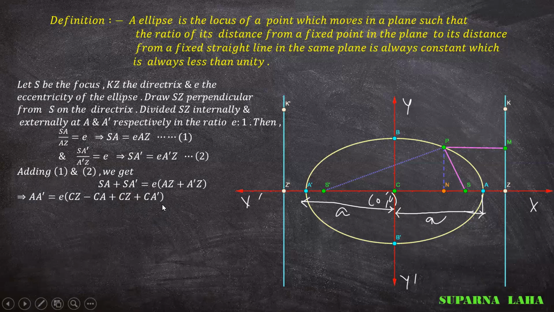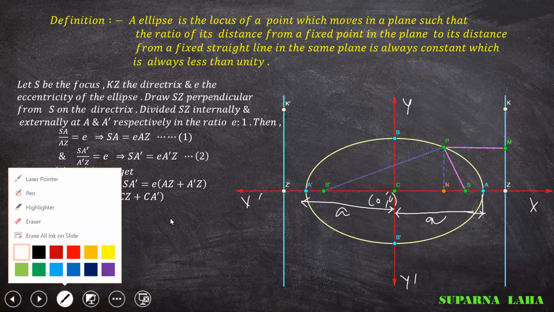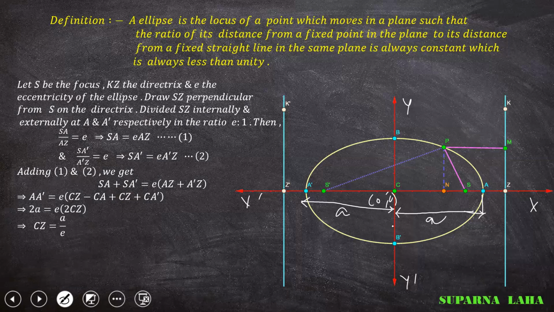Now CA and CA dash, look at the figure. These two distances are A. So we can cancel these two, and the remaining term is 2CZ. So what is the value of CZ? CZ is A upon e. If we mark it in the figure, it will look like this: from this line to this directrix, that is the fixed line, this distance is A by e.